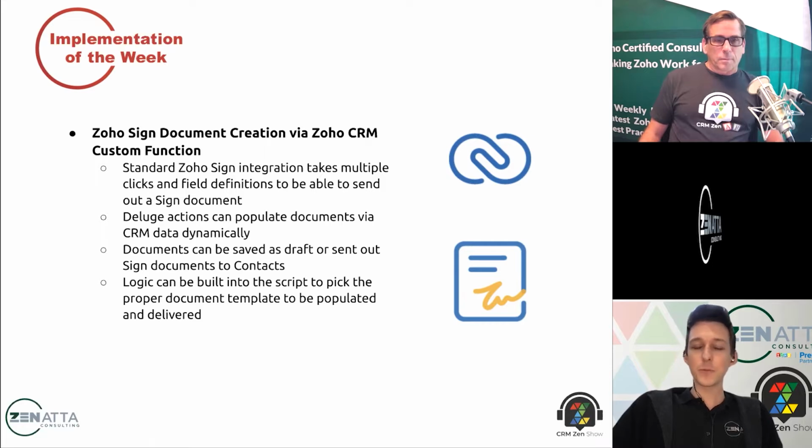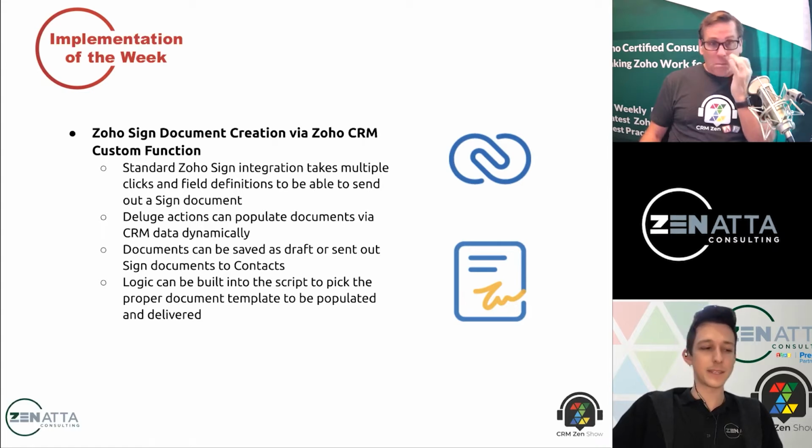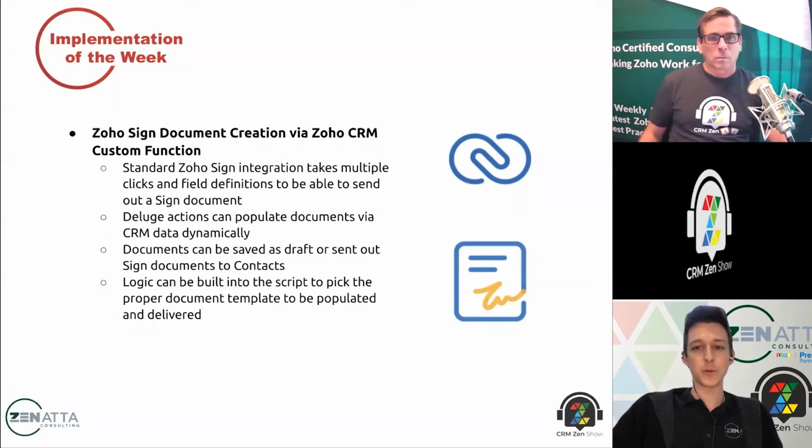So it's pretty slick. I mean, we've not done a ton with Deluge into Zoho Sign so far, but I think that this could be something we do a little bit more often, because it's almost even faster than going through a mail merge process. And being able to build in that logic is pretty slick.